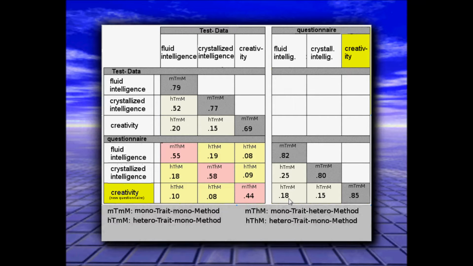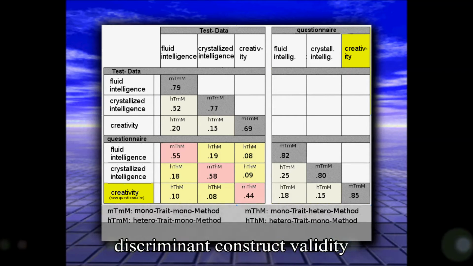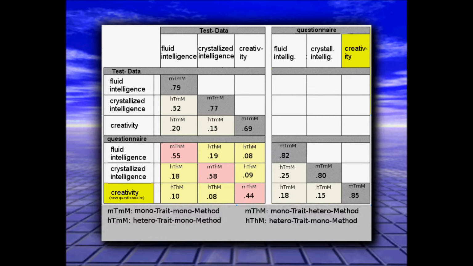This is important for the so-called discriminant construct validity, which means you have to be able to differentiate your questionnaire from the results of questionnaires on intelligence. This is what you need to do to prove to your boss, okay, my questionnaire is not measuring intelligence, but it's measuring creativity. But in fact, this is not enough.